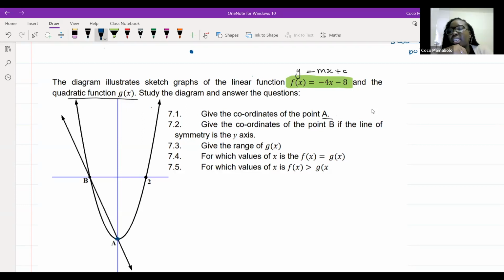Anybody got any idea what the coordinates of point A are? Yes, Tiana. I know for starters the x is going to be 0. Good. Then what is the y?